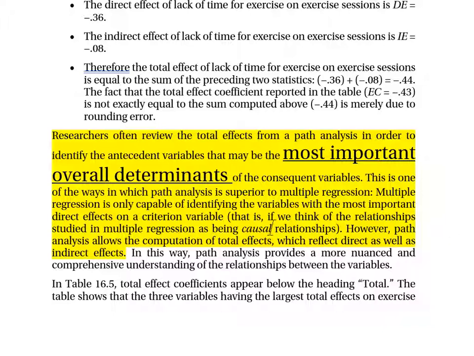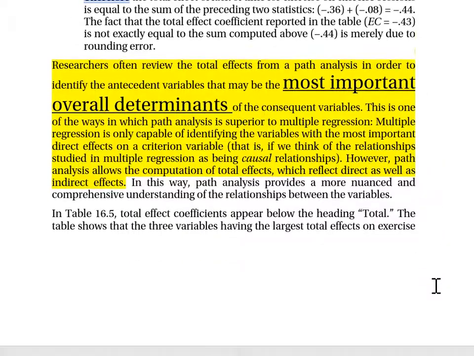This is one of the ways path analysis is superior to multiple regression. Multiple regression is only capable of identifying variables with the most important direct effects on a criterion variable, that is, if we think of the relationships studied in multiple regression as being causal relationships. However, path analysis allows the computation of total effects, which reflects direct as well as indirect effects.